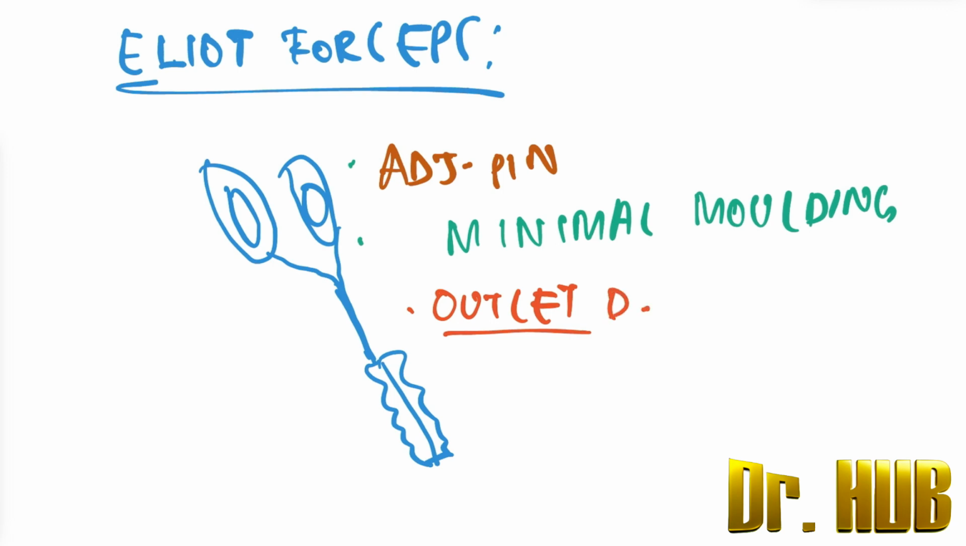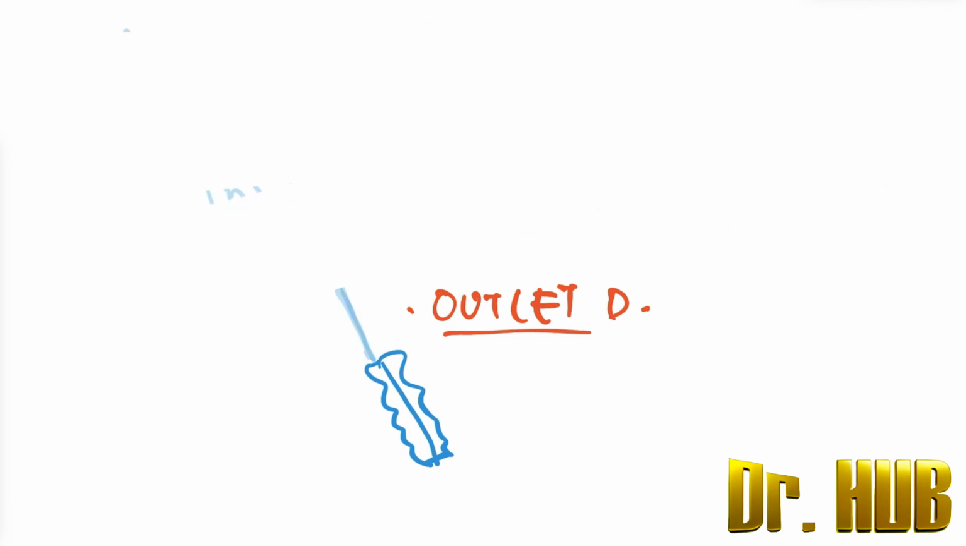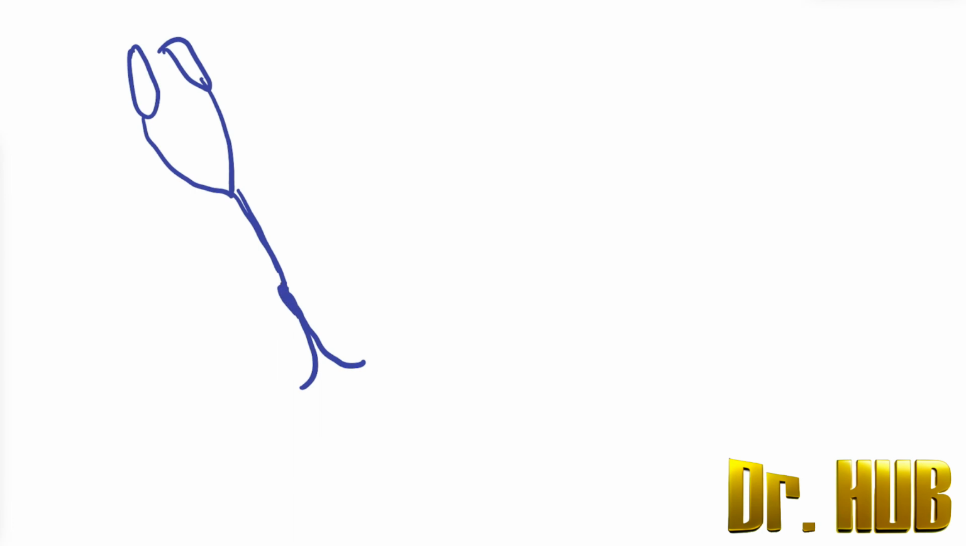Next, we will look at the Kielland forceps. How is the appearance? It looks like a straight handle, and it diverges at the end. The Kielland forceps has a small pelvic curve and a sliding lock.